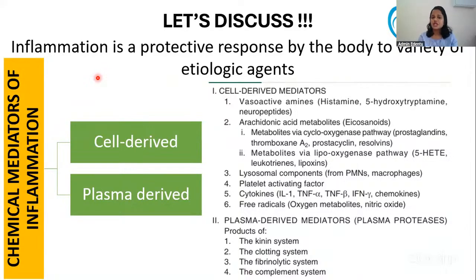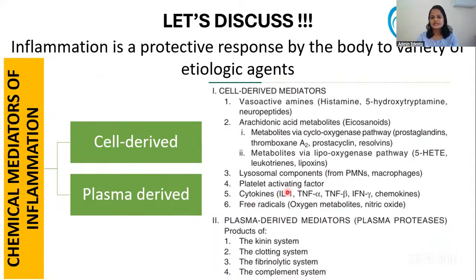Okay, so such chemicals are called the chemical mediators of inflammation. These chemicals can originate from cells, or they can originate from the plasma also. If these mediators of inflammation originate from cells, they are called cell derived mediators, and if they are from the plasma, they are called plasma derived mediators.